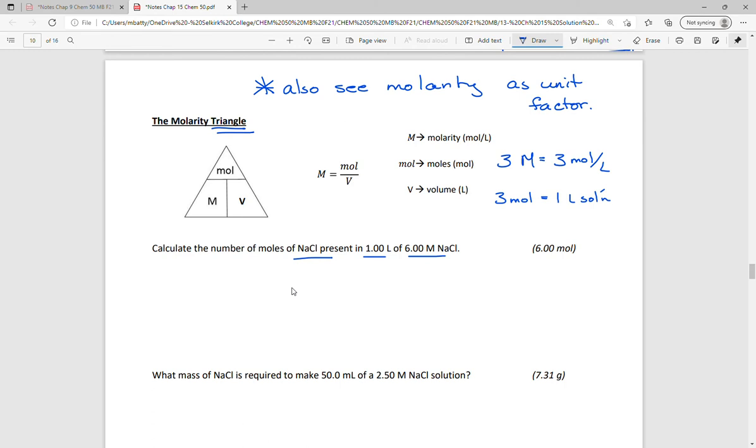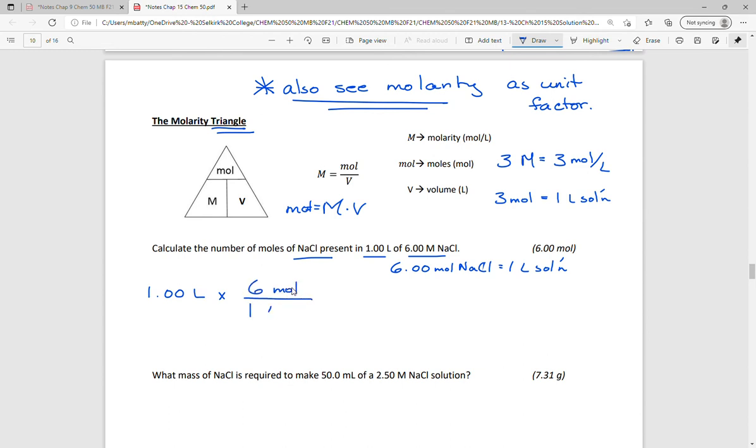So I could just take a look at this. Number of moles would equal molarity times volume. I could just multiply these two numbers together. But like I said, we could see molarity as a unit factor. So this means that there's 6.00 moles of NaCl in 1 liter of solution. Okay, so I'm going to start with 1.00 liters, and then I can arrange this molarity as a unit factor.